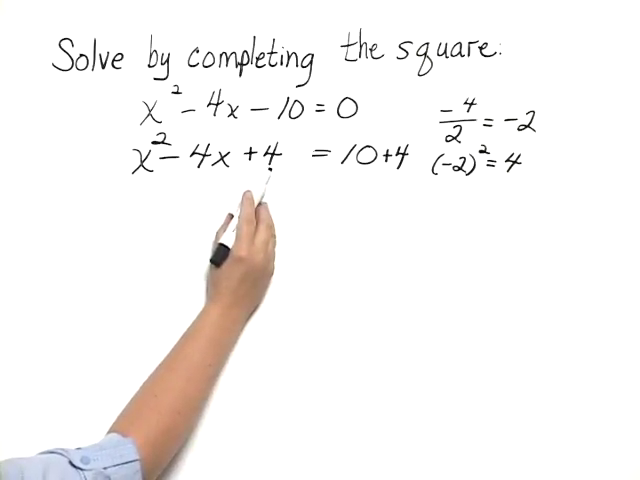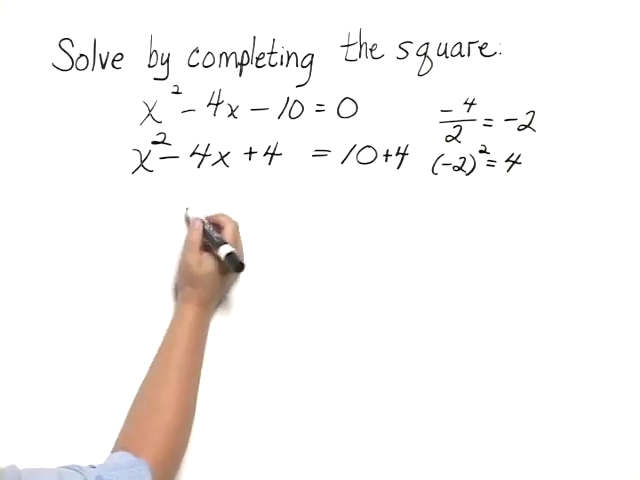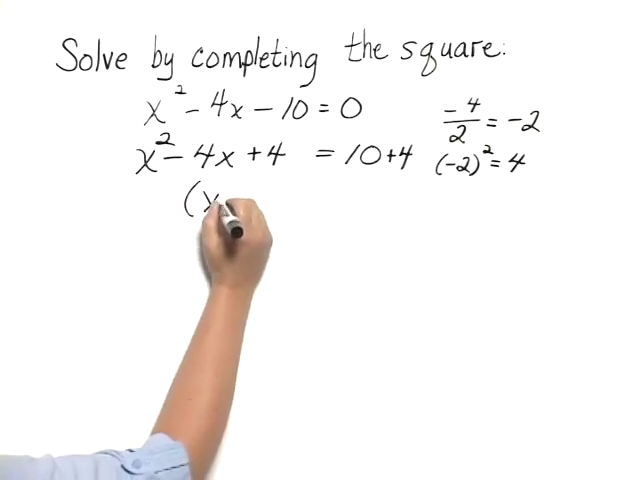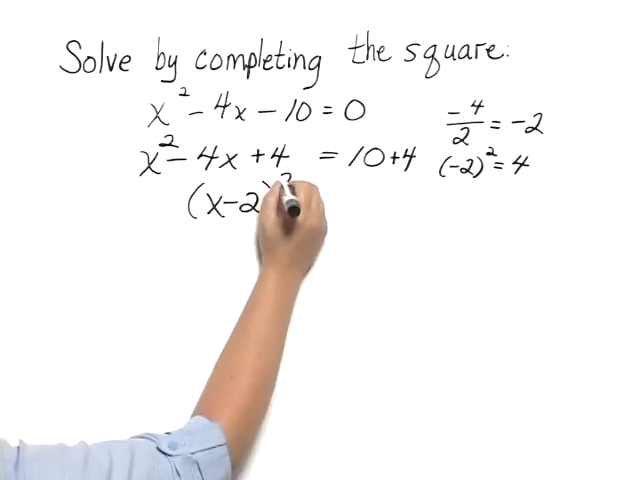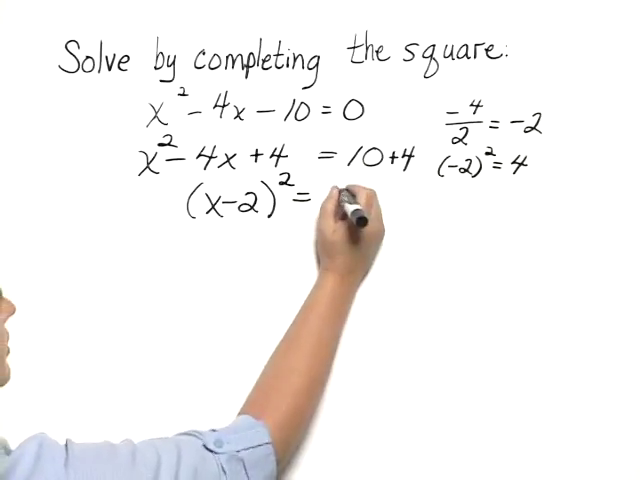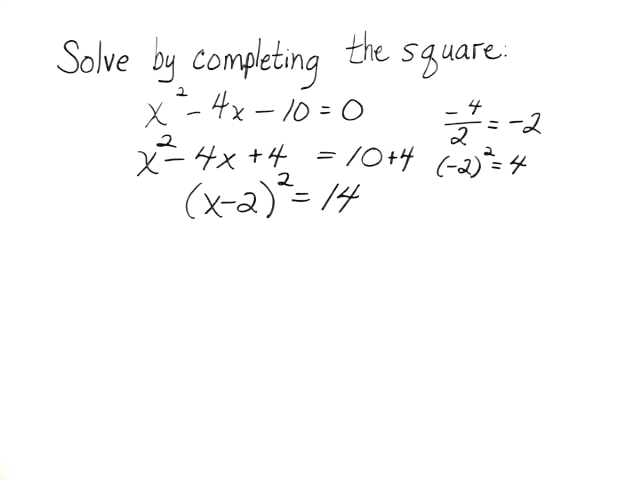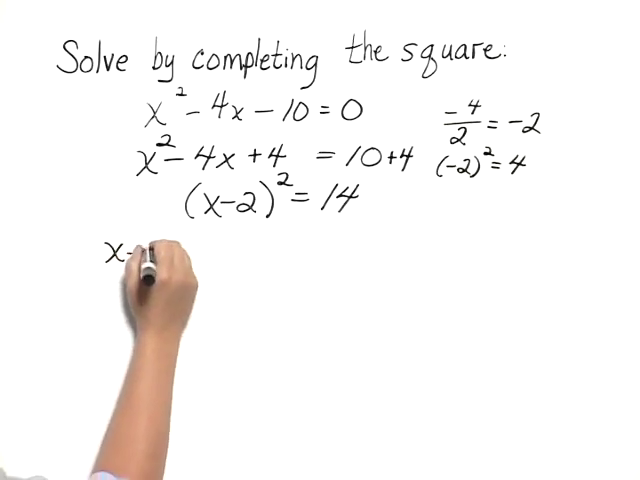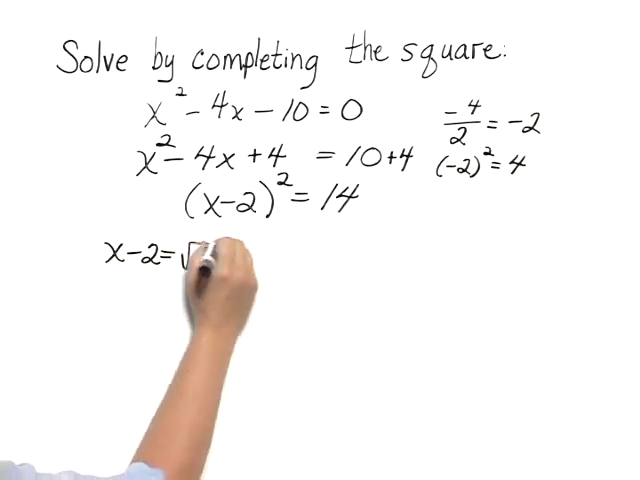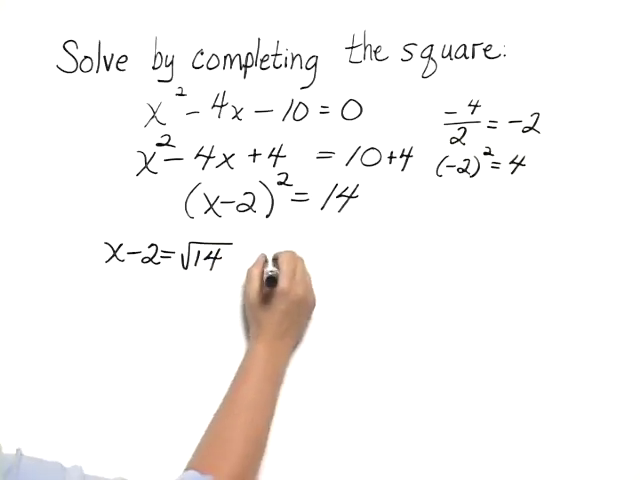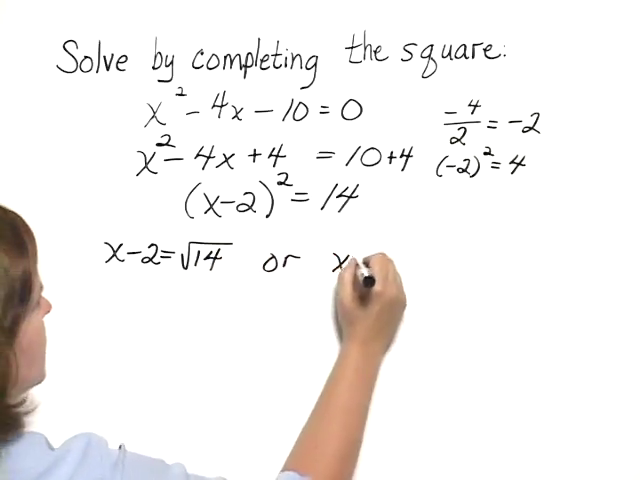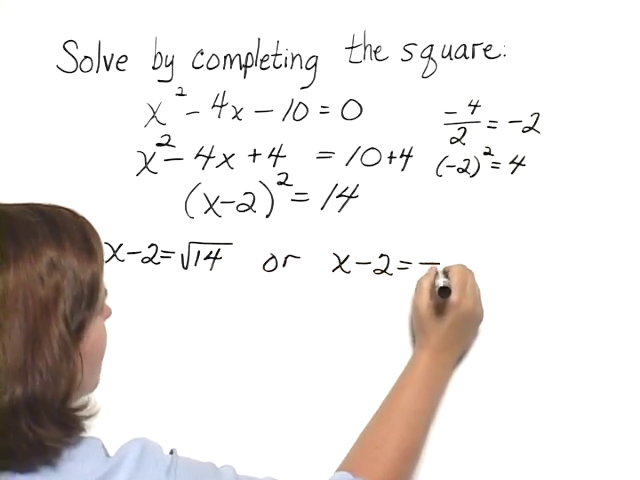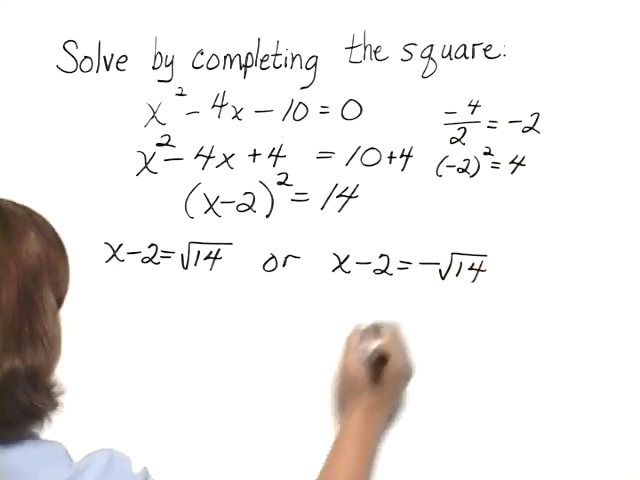Now I've completed the square. This is the square of a binomial. I factor it as x minus 2 squared equals 10 plus 4 is 14. I now use the principle of square roots, and I write x minus 2 equals the square root of 14, or x minus 2 equals negative square root of 14.